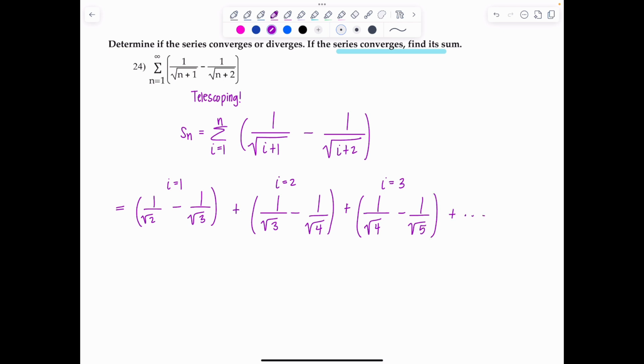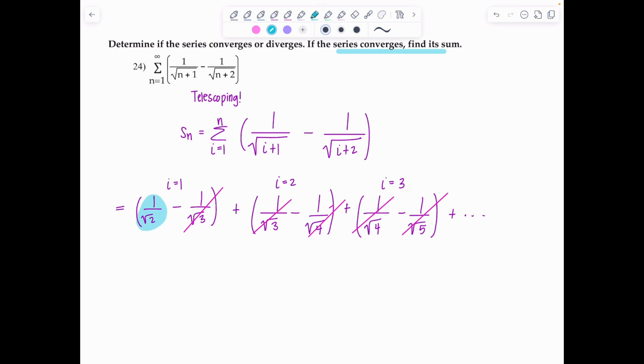Notice, the telescope is already collapsing on us. 1 over root 3 cancels, 1 over root 4 cancels. I'm not going to write any more out, but you can see eventually this would cancel, right? Who's not going to cancel? We have this little survivor out front, 1 over root 2. I call him a survivor. He didn't cancel.